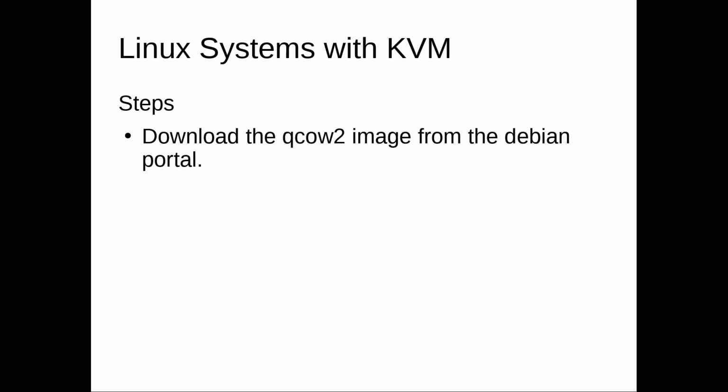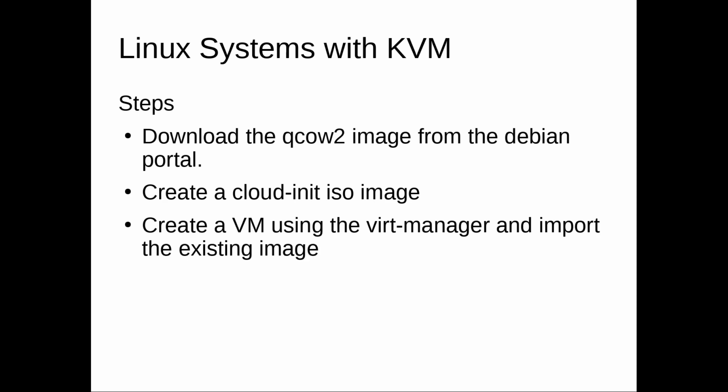Step 1 is to download the QCOW2 image from the Debian portal. Step 2 is to create a Cloud Init ISO image. This step is needed to set the password for the default Debian user. Third step is to create the virtual machine, either using the Virt Manager, or you can also use the command line.